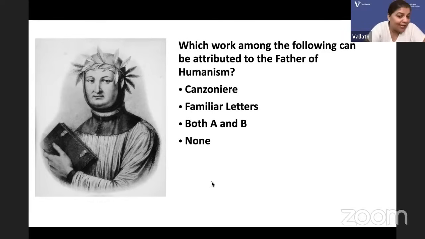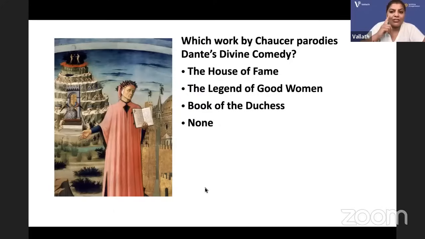Okay. All right. Okay. Both A and B, correct. Which work by Chaucer parodies Dante's Divine Comedy? In the Divine Comedy, the author is going places: Inferno, Purgatorio, Paradiso. Like that, in which work by Chaucer is the dreamer going to different places? Is it the House of Fame, the Legend of Good Women, or the Book of the Duchess? None of these. It is the House of Fame.